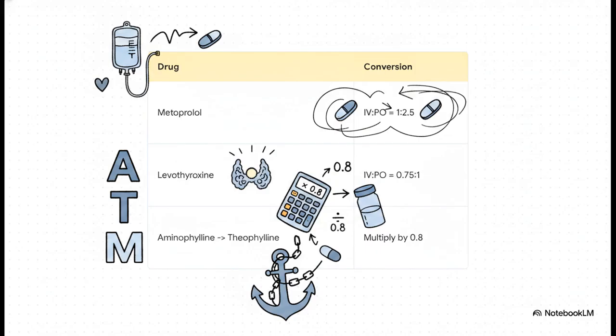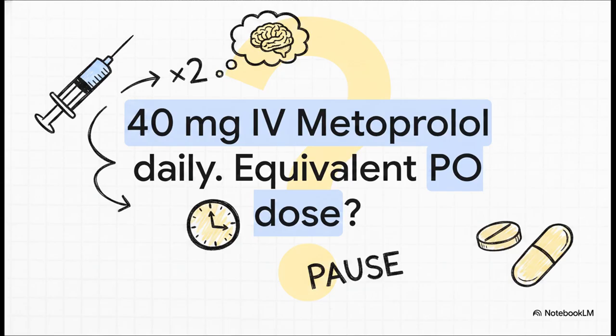And third, we have the classic conversion between aminophylline and theophylline. To remember this one, just use the ATM memory trick. Aminophylline to theophylline, multiply by 0.8. If you ever need to go in reverse, theophylline back to aminophylline, you just divide by 0.8. These baseline ratios are going to act as your anchors. Let's put this into practice immediately.